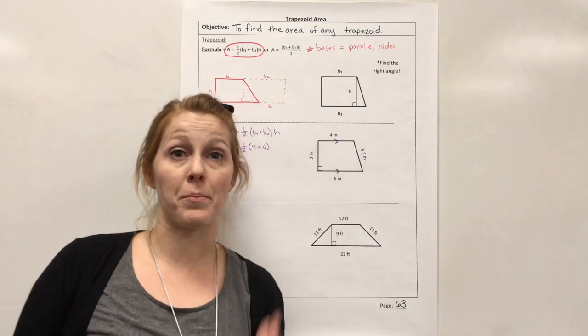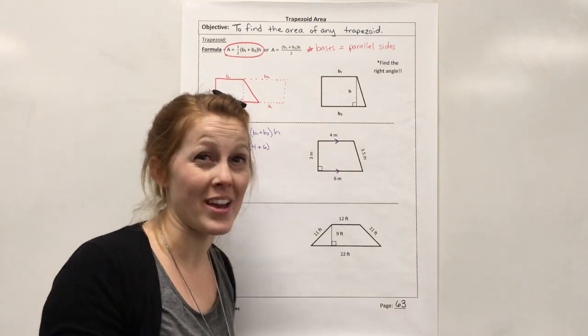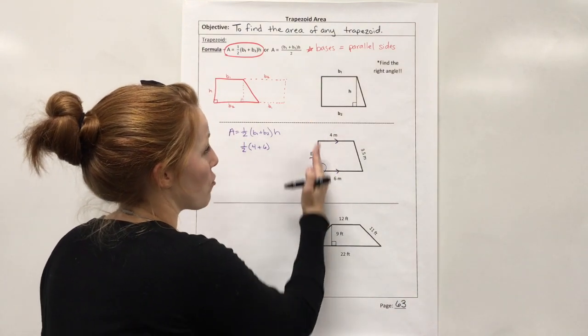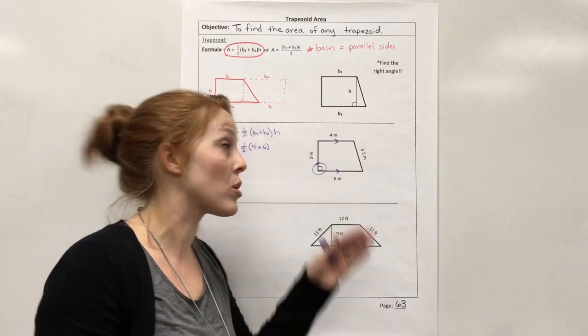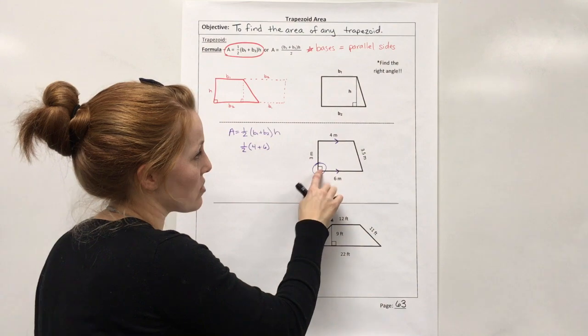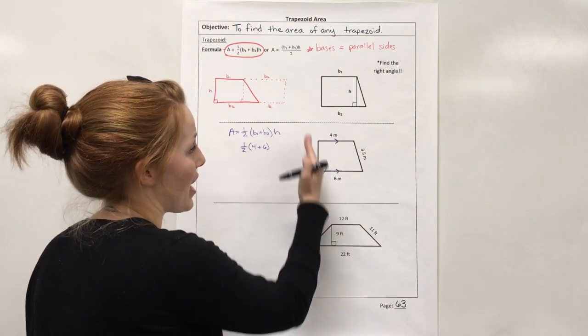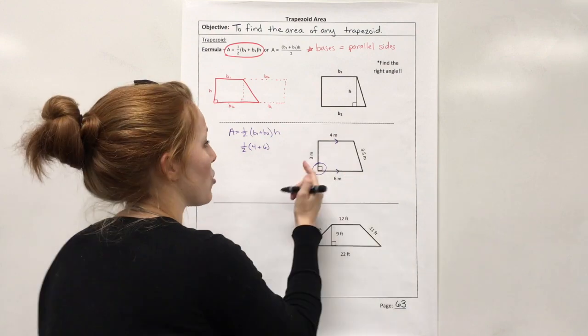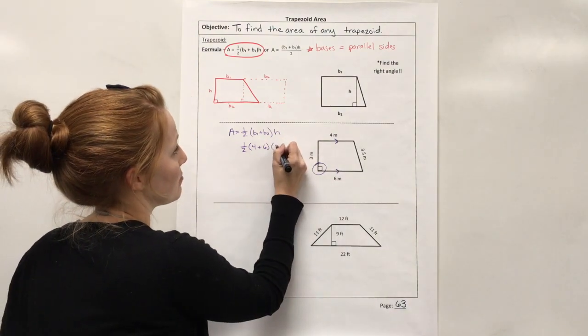We measure it straight up and down. So I'm going to look for that right angle. And here's the right angle. And it's going to be forming a perpendicular line or a right angle with my bases. Well, these are my bases and it's forming a right angle. So this has to be my height. It's going straight up and down. This would not because it's slanted. So my height will be 3.